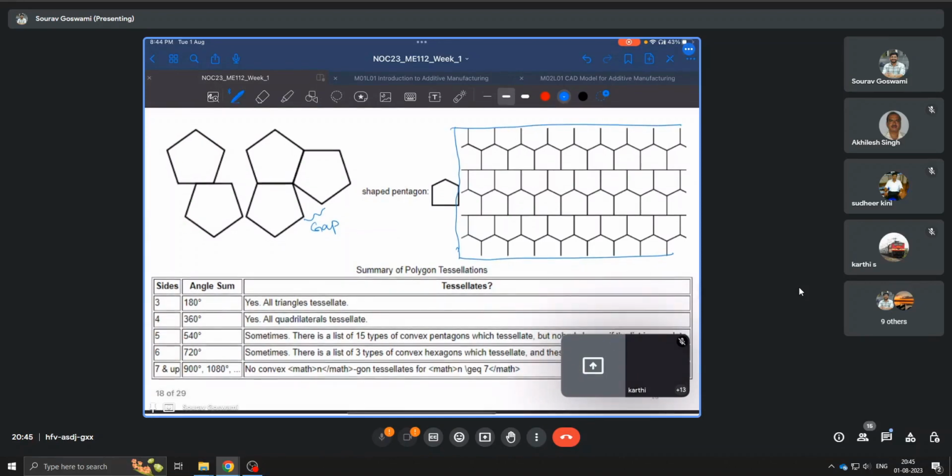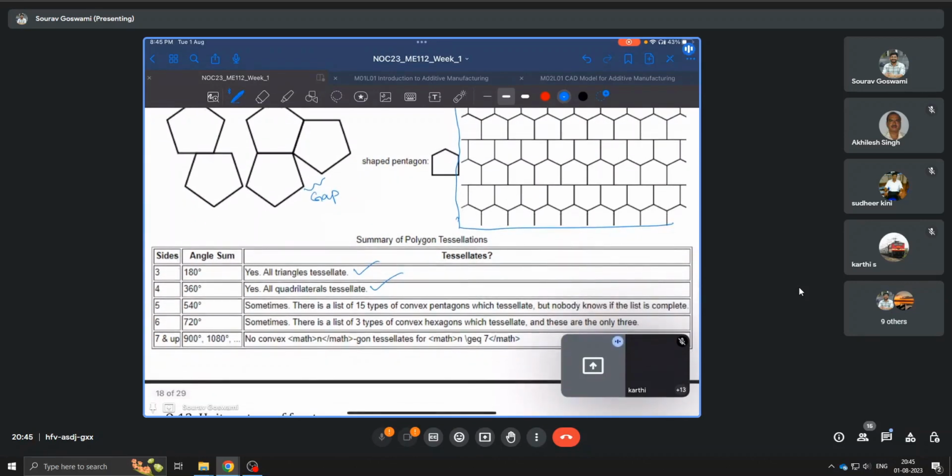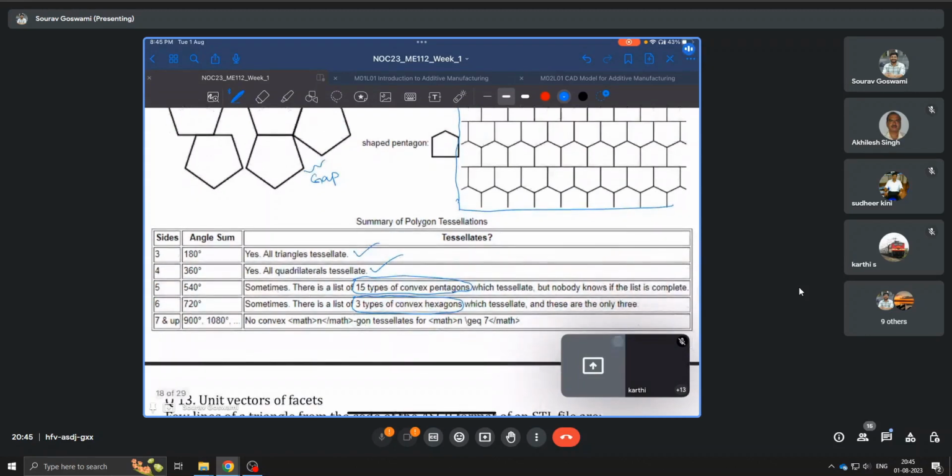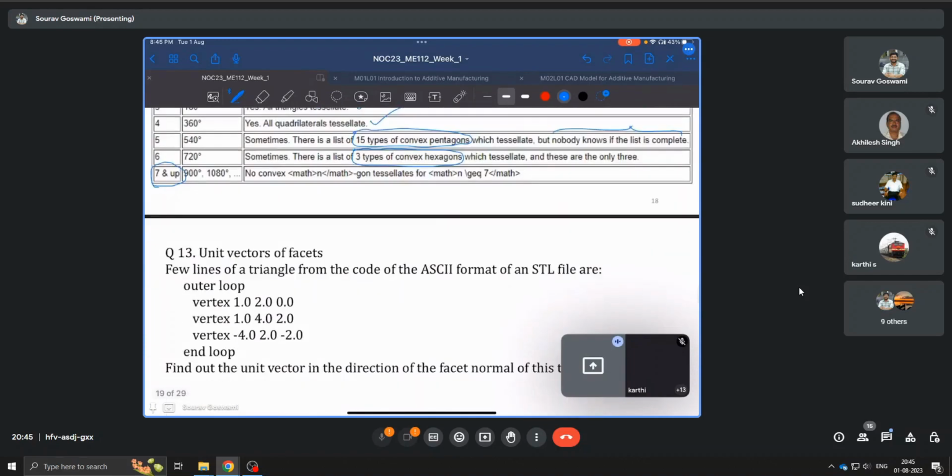And it is mathematically proven that all triangles tessellate, all quadrilaterals tessellate, a few pentagons tessellate. So there are 15 types. A few hexagons as well. There are known at least three. These are the only three. Pentagons, more can be found. And any polygon with 7 or more sides does not tessellate. It is a mathematically established fact.